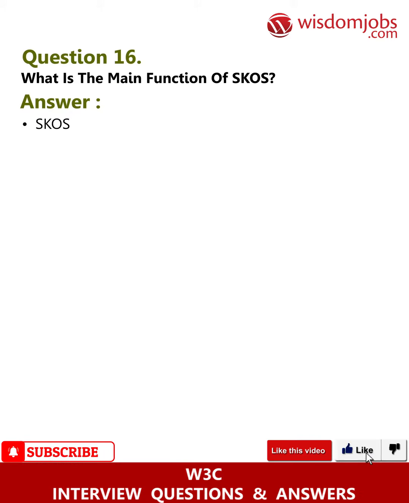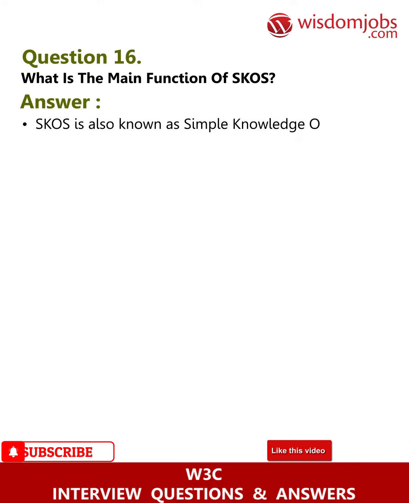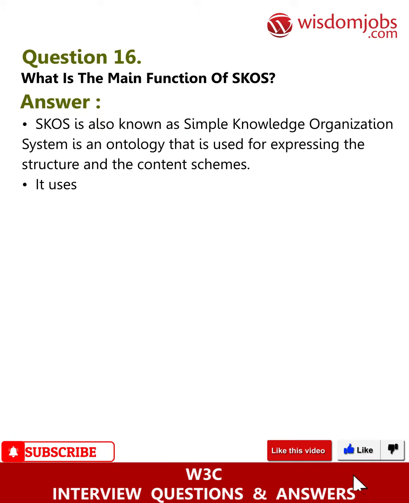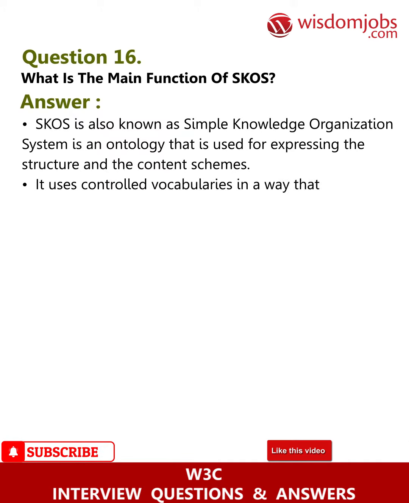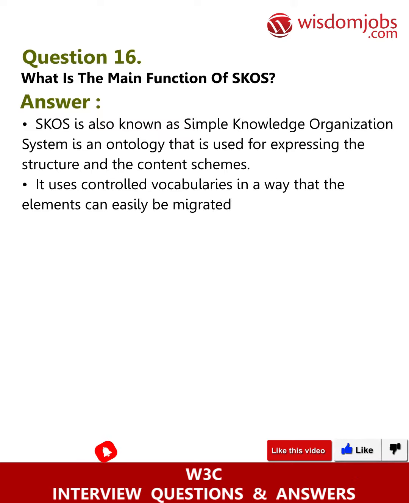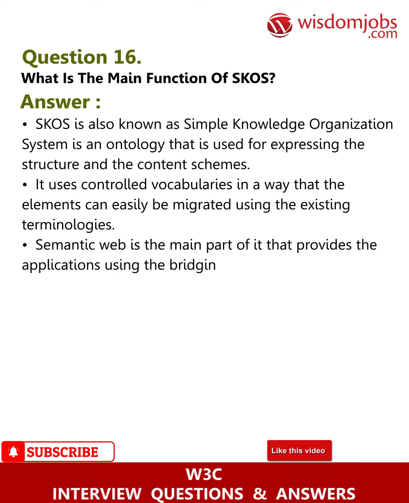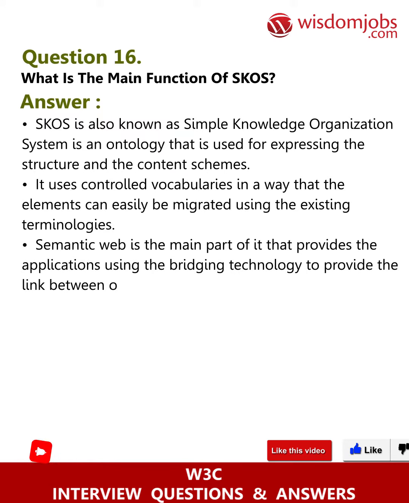Question 16. What is the main function of SKOS? Answer. SKOS, also known as Simple Knowledge Organization System, is an ontology that is used for expressing the structure and the content schemes. It uses controlled vocabularies in a way that the elements can easily be migrated using the existing terminologies. Semantic Web is the main part of it that provides the applications using the bridging technology to provide the link between other defined languages.